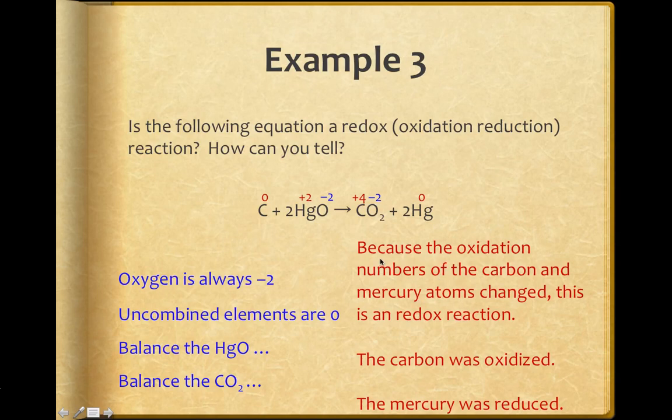Okay? Now check this out. A little bit of bonus information here. The carbon went up from 0 to 4. It lost electrons. It went up in oxidation number. It was oxidized. The mercury went down, so it was reduced.